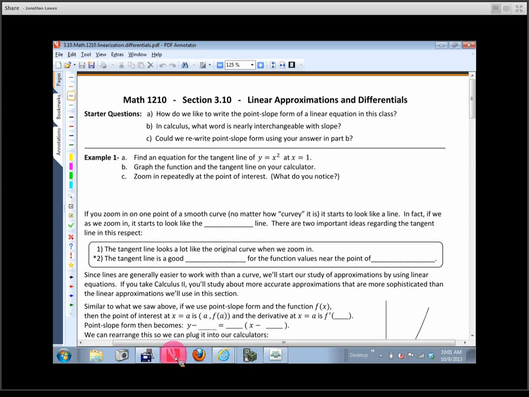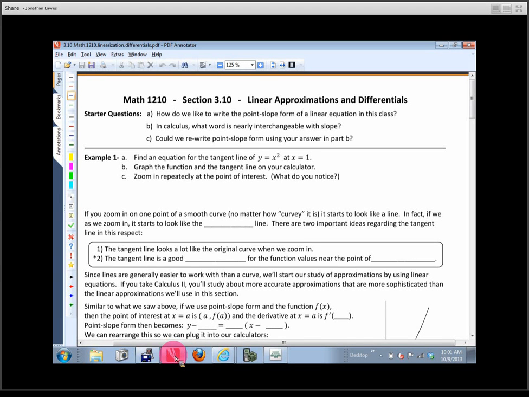So this section is on linear approximations and differentials, which hopefully isn't too terribly hard. It is one heck of a lot easier than the stuff we've been doing for the last couple of days, the related rates. And hopefully as easy as it is, and we're going to build on some ideas that we've already talked about, it has some really cool applications and the beginning of some ideas that you'll use when you take Calc 2. So we'll go with the starter question here.